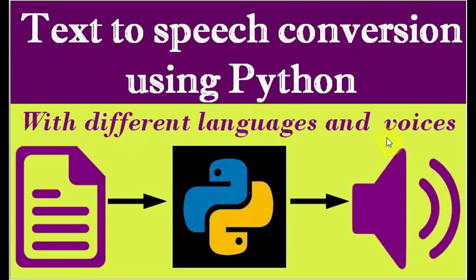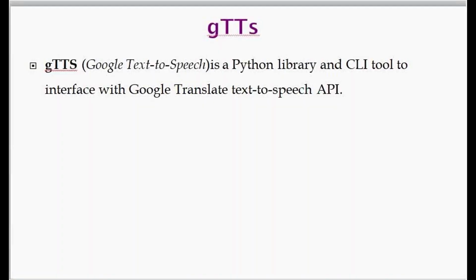Actually, there are many open source libraries available in Python for performing this. We are just going to concentrate on two of the most famous Python libraries. They are gTTS and PyTTSX3. First, let's start with gTTS, Google Text-to-Speech. This is a Python library.